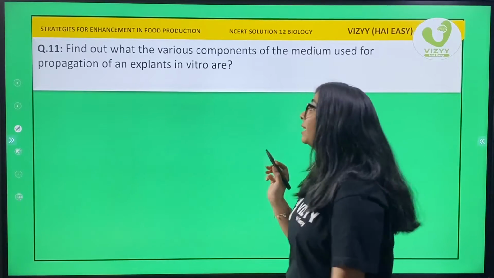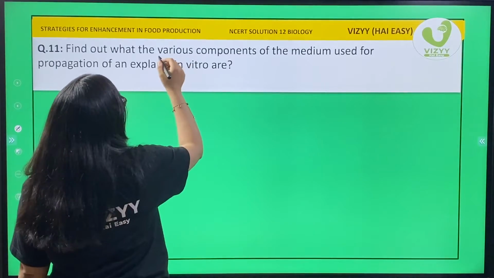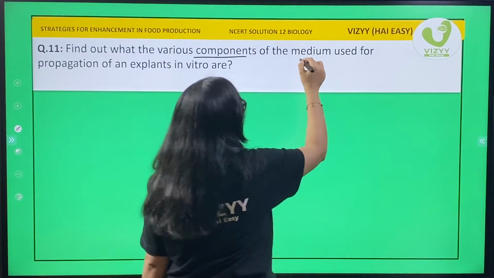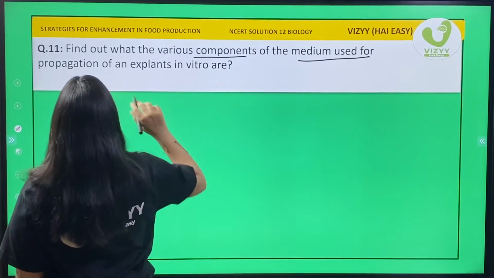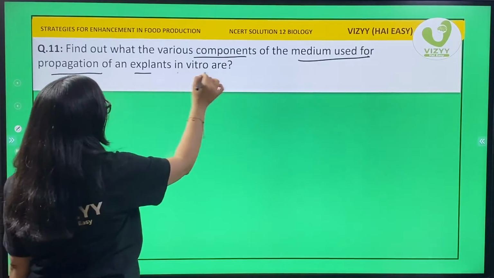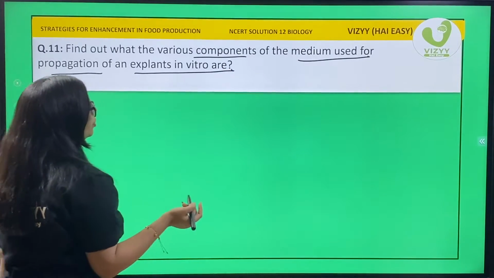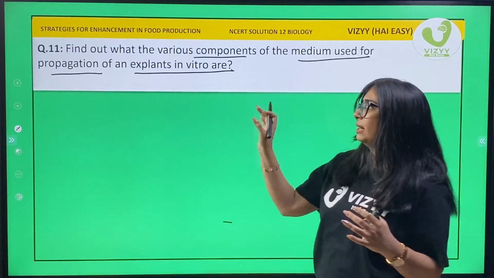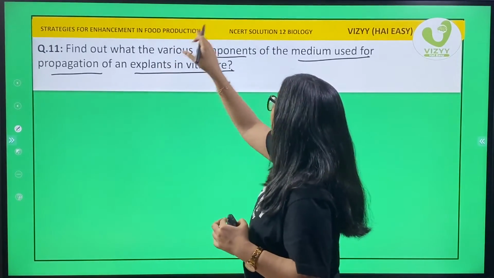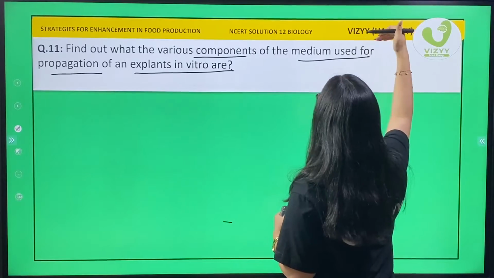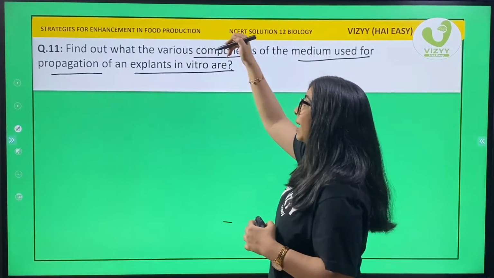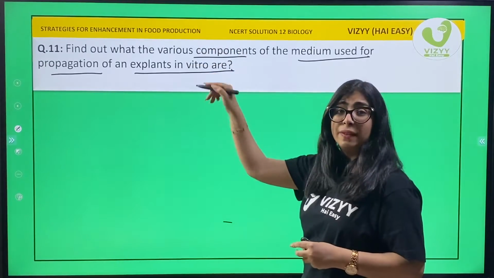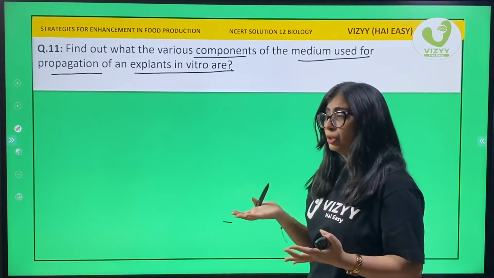Question 11 says, find out what various components of the medium used for propagation of plants in vitro are. Okay, so let's read the question again. Find out what various components of the medium used for propagation of plants are. Okay, it is done in which method? So it is done in vitro method.